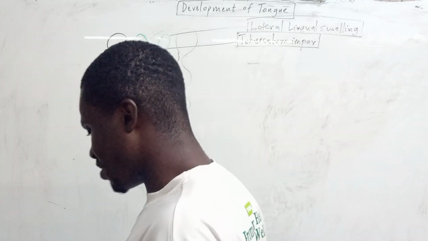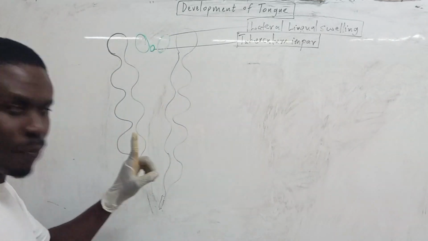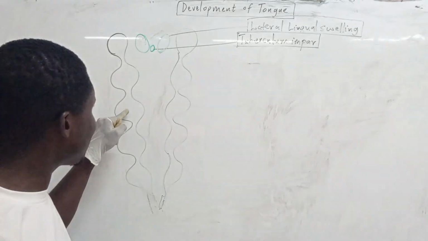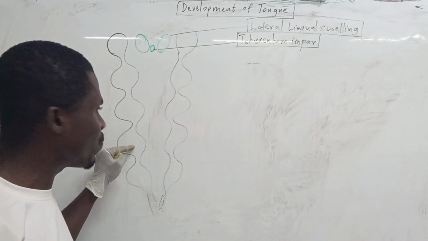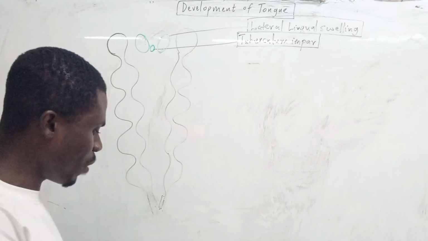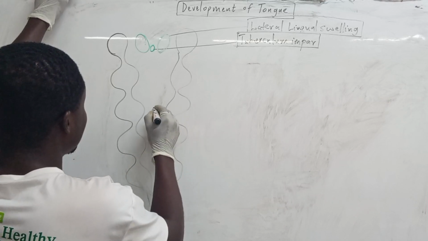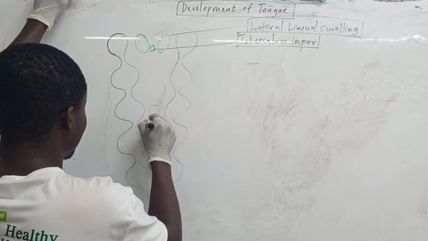Now, the next thing developing, this time around, I'm interested not in the second, no, I'm interested in the 3rd and then the 4th pharyngeal arches, developing in there. Let me use this dark color to show.